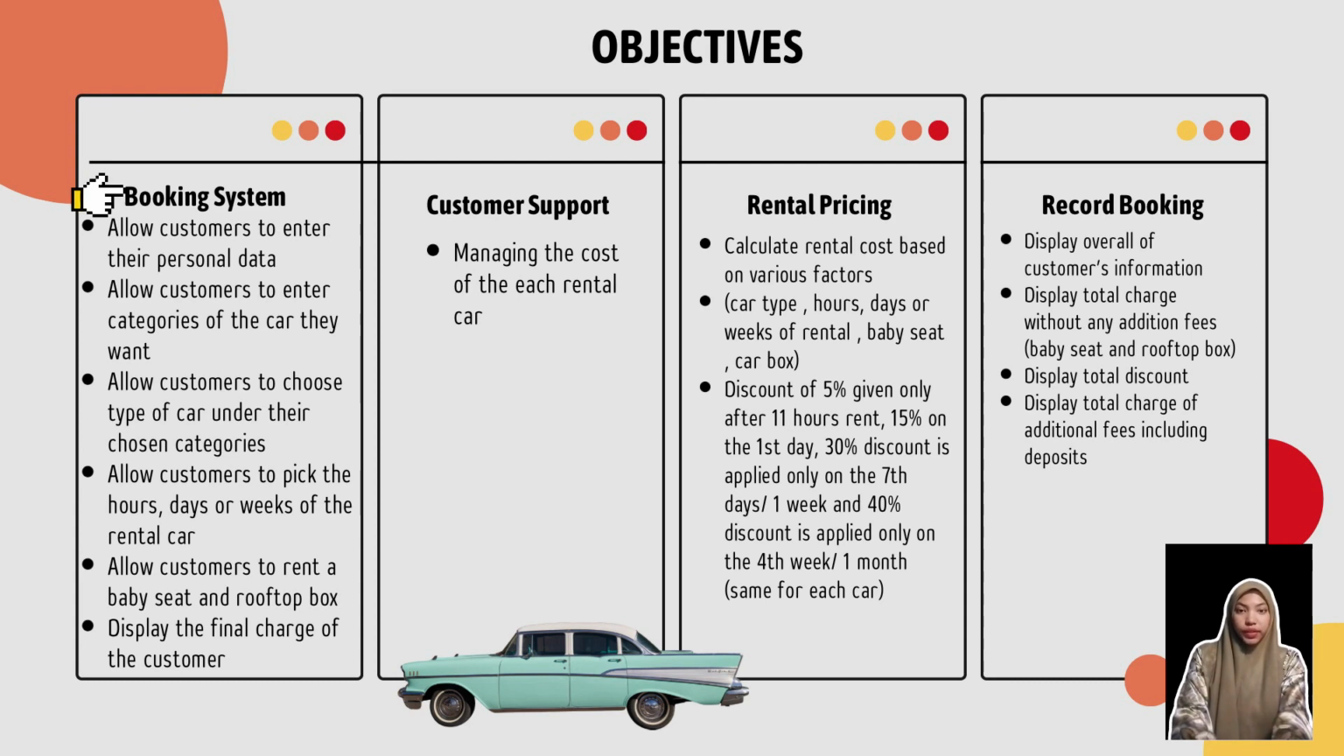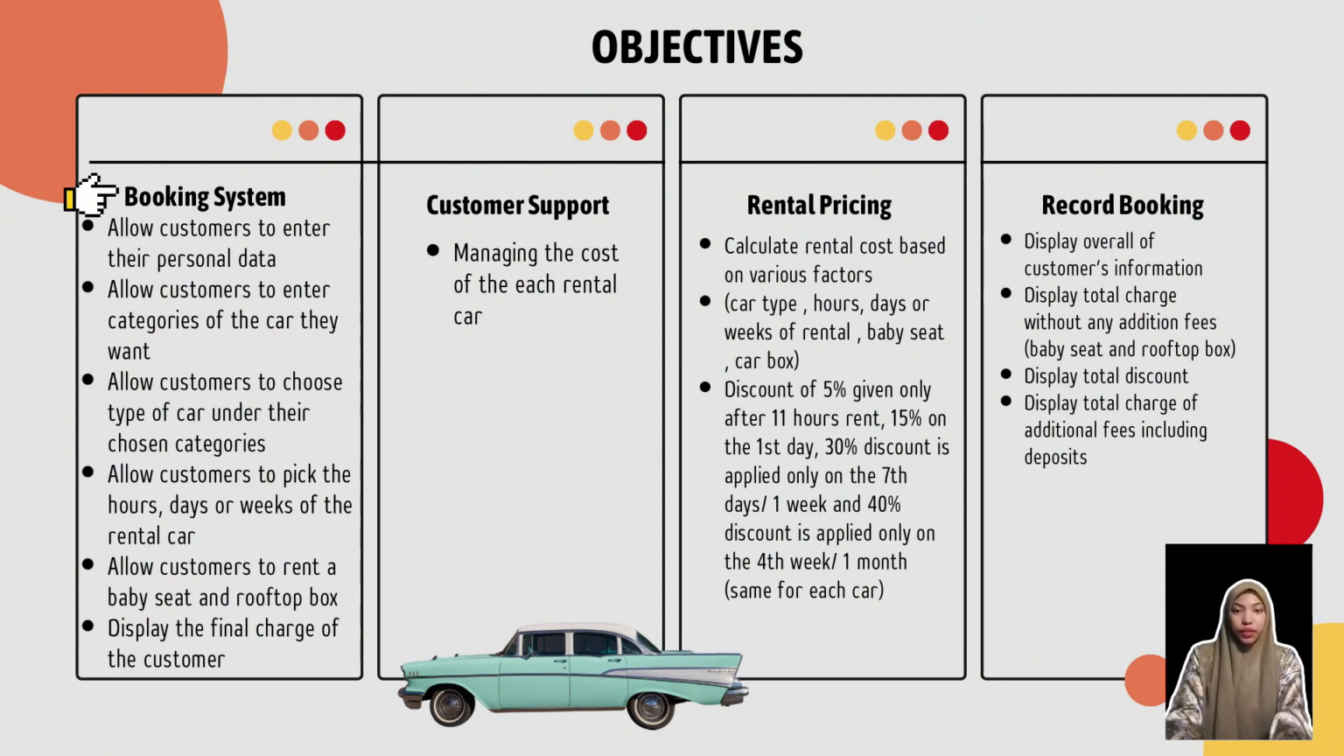First is our booking system. Our booking system is made to allow customers to enter their personal data. Next, to allow customers to enter the categories of the car that they want. Also, to choose the type of car that they want based on what they have chosen earlier. It also helps customers to pick the hours, days, or weeks of the car rental based on how long they want to rent the car.